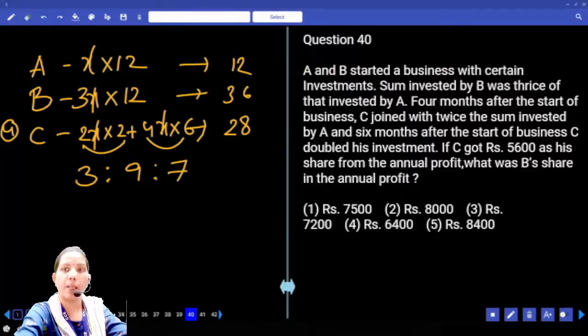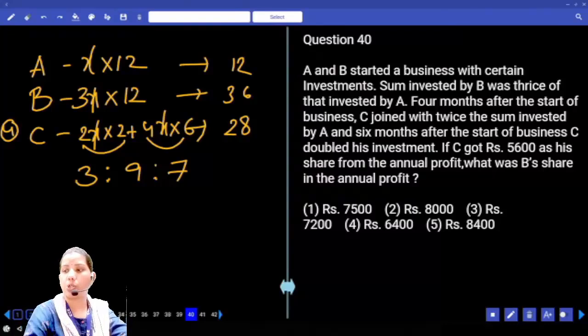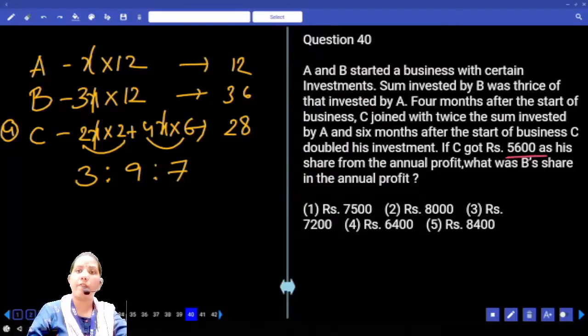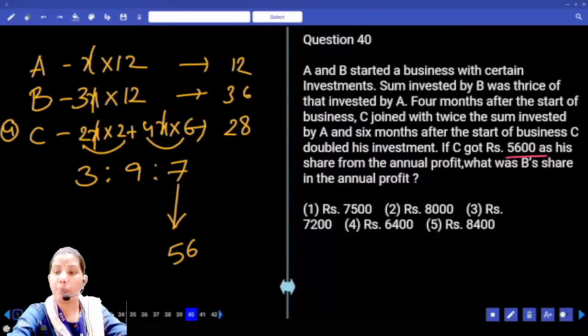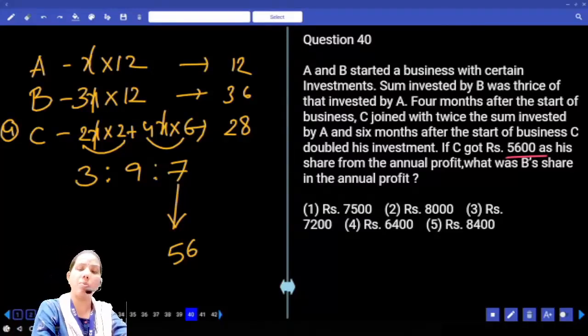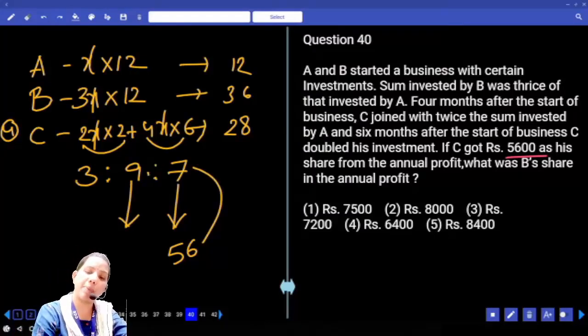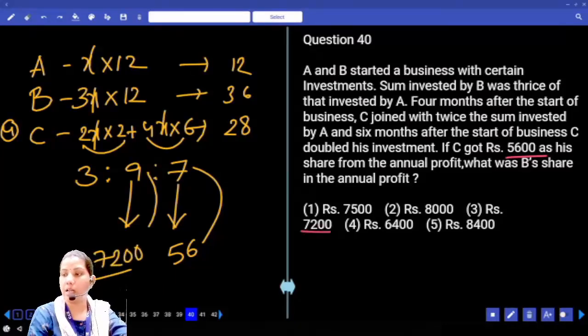Question number 40. What is 3:9:7? A ratio? Profit ratio. And C got how much? 5600. C is equal to how many parts? 7 parts. Value is 5600. Then annual profit. What was B share in the annual profit? B equal to how many parts? 9 parts. 7 parts value 5600. Then what is 1 part value? 800. Then 9 parts value 7200. So that is third option.